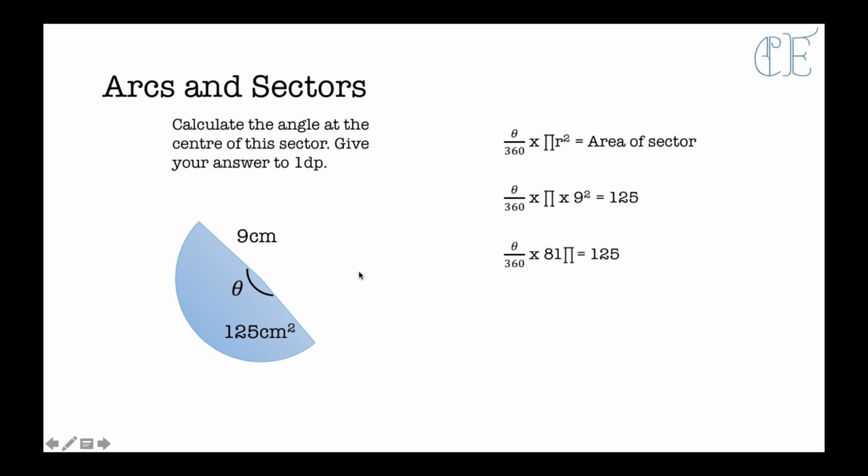So now I'm just going to square 9 to get it on its own a bit simpler, giving us 81 pi. And then all I'm going to do is divide by 81 pi. So 125 divided by 81 pi gives us 0.4912. And now the final thing is to times by 360 to get theta, which is 176.8 degrees to 1 decimal place.